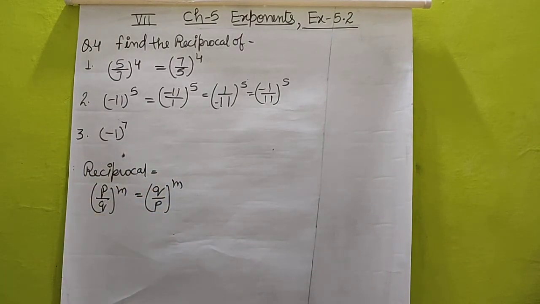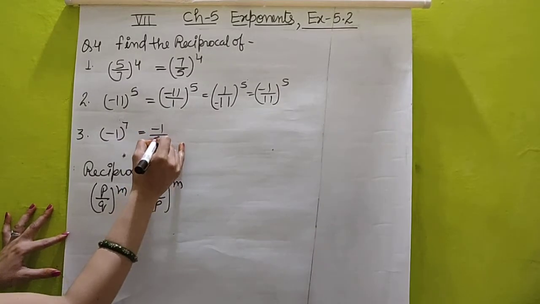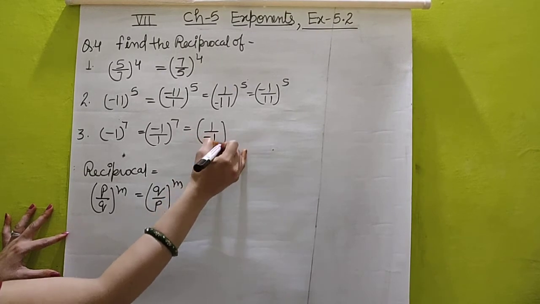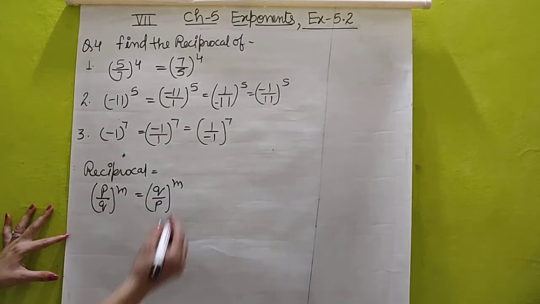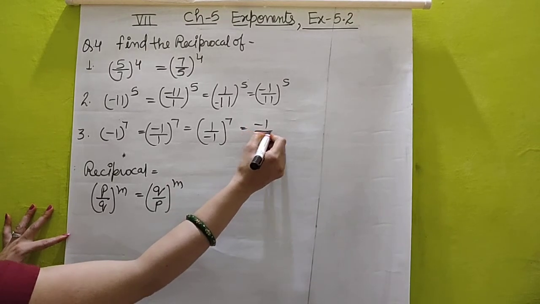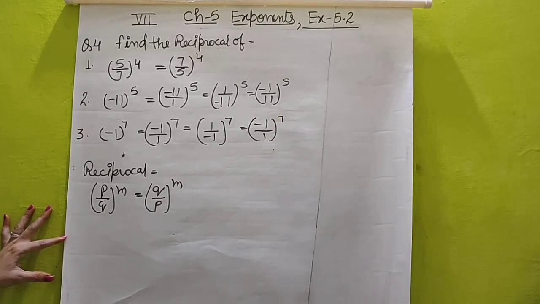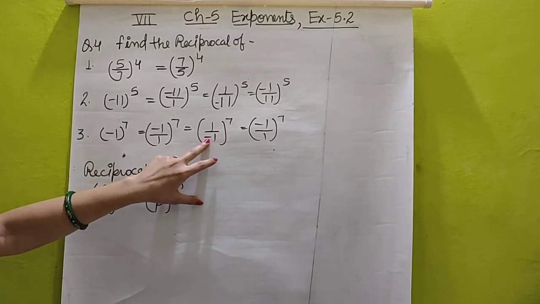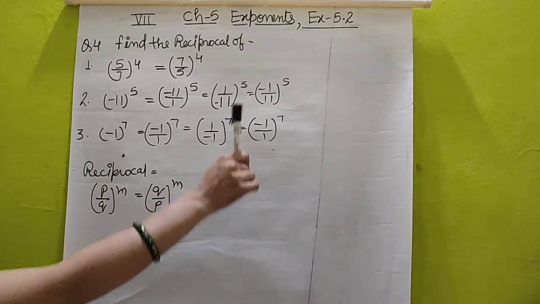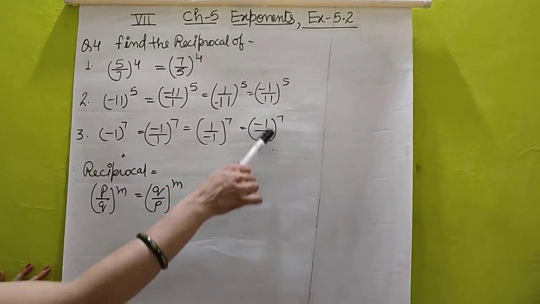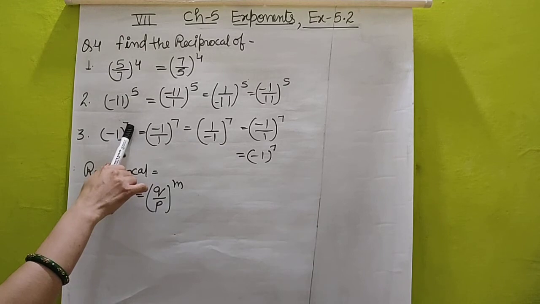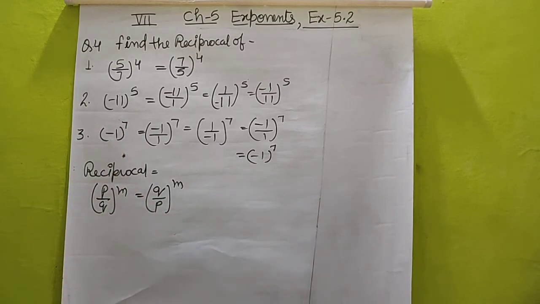Now (-1)^7, we can write again as -1/1 to the power 7. Now we will do the reciprocal, then 1/-1 raised to power 7. Again, students, what can we write? -1 upside and downside -1, because the denominator should not be negative. So this minus sign I have put at the numerator. So -1 divided by 1 will be (-1)^7. So the reciprocal of (-1)^7 will be (-1)^7. The reciprocal will be the same. Okay, students.